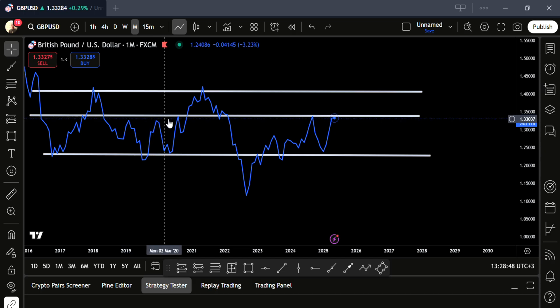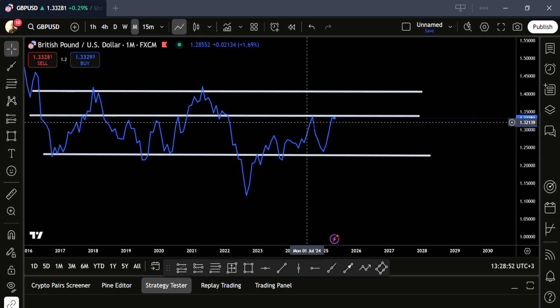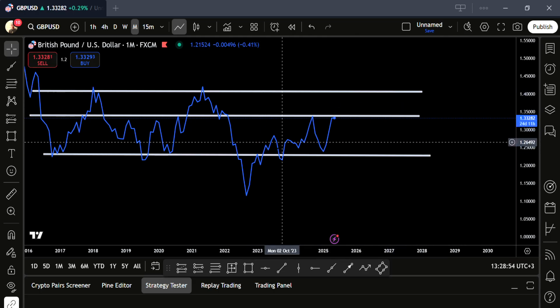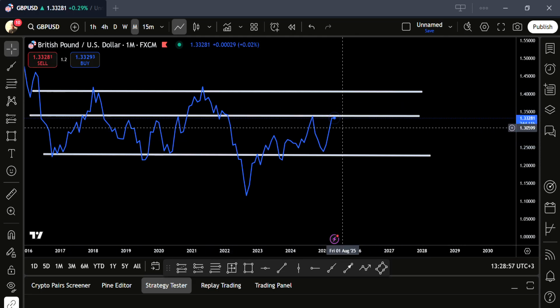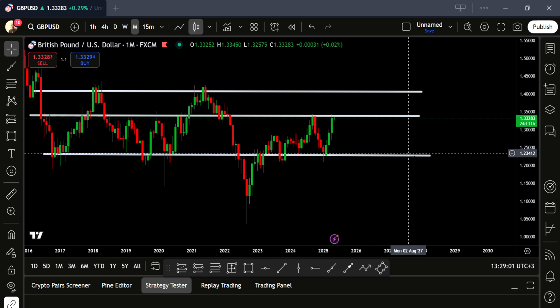This is a shoulder, this is a shoulder, this is a head, this is a small shoulder, this is a big shoulder, this is another shoulder, and this is a double top, monthly time frame, previous resistance. Guys, we are coming down. That is what the monthly is saying.